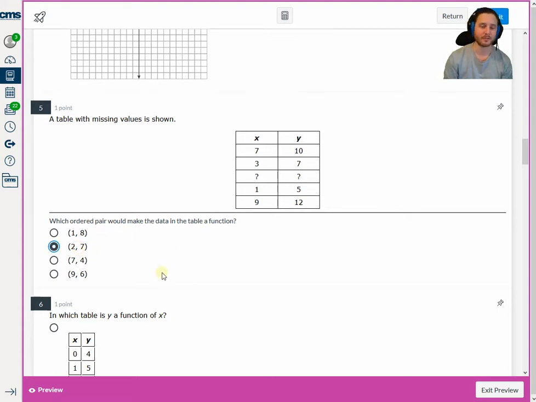Has to be 2, 7. If I plug 1, 8 in there, well, 1 has already been used. I can't have another value for y. 7 has already been used, and so is 9, so we don't have any options, really.